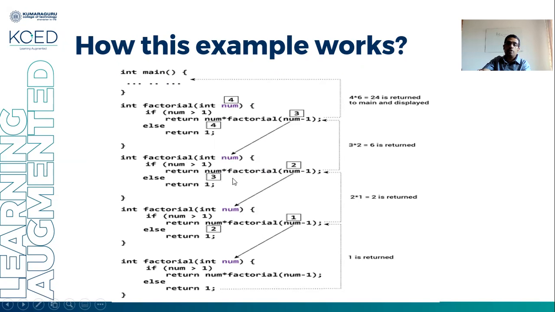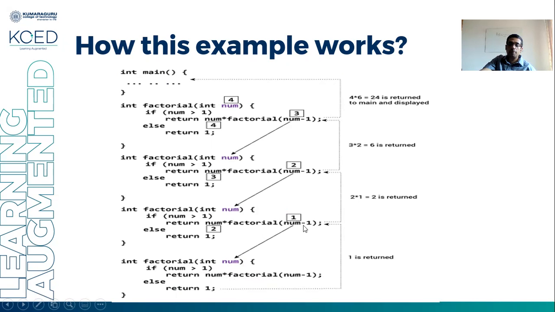What will it do now? It will check 2 greater than 1, and return num into factorial of num minus 1. In the next call, it will check 1. 1 greater than 1 is false. So what is happening now? This is the innermost call, and it will return the value 1.